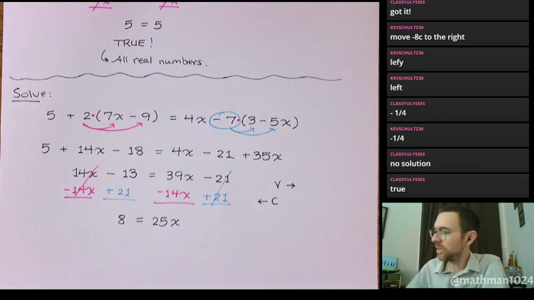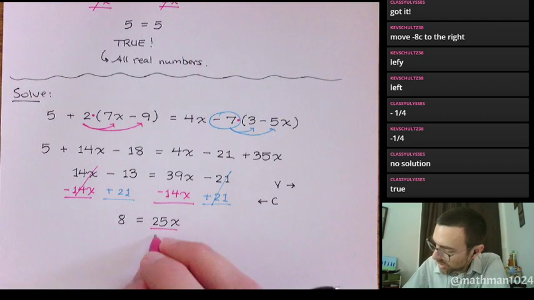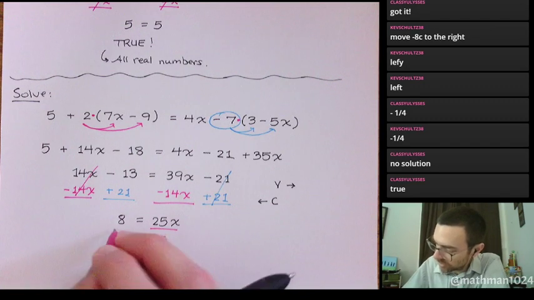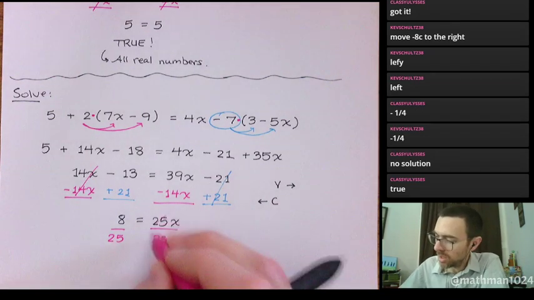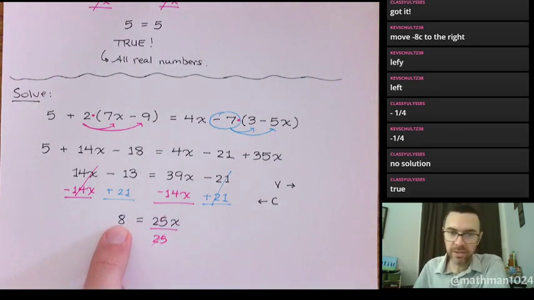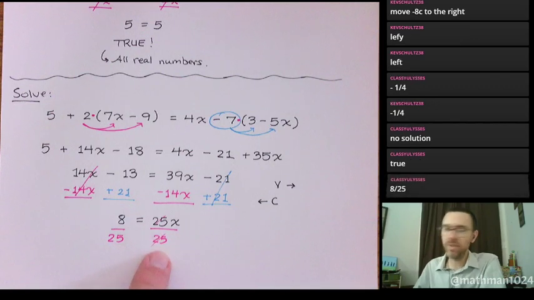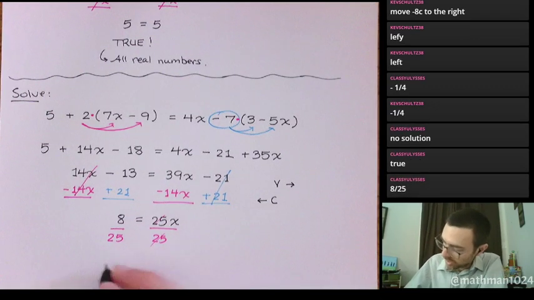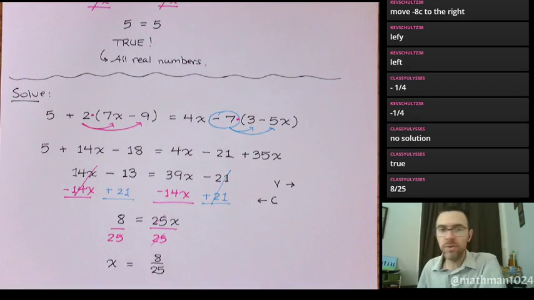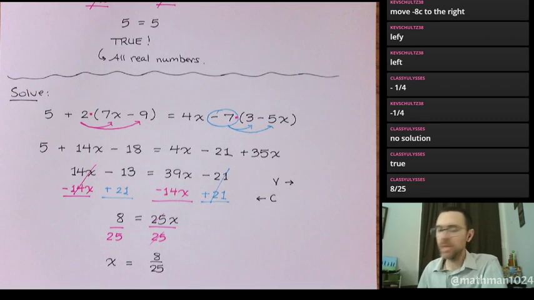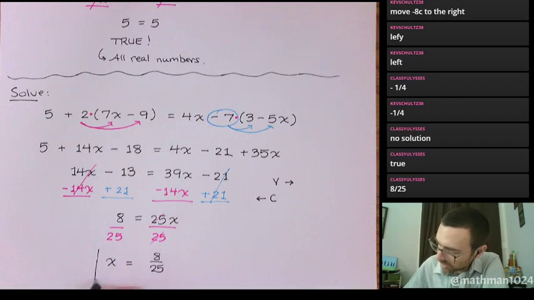And now, the last step, just divide both sides by 25. You're not dividing by 8. I want to make sure we understand this. You're dividing by the coefficient, so we divide both sides by that coefficient. And at the end, x is equal to 8 over 25. Such a nice, pretty number. There you go. Getting that participation in the chat. Love it.